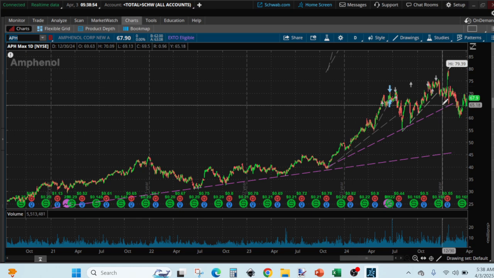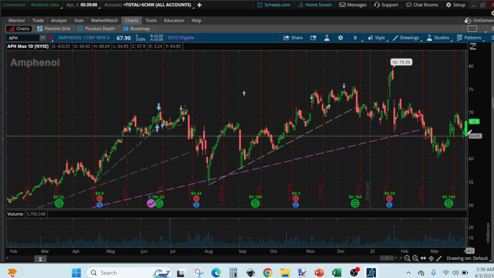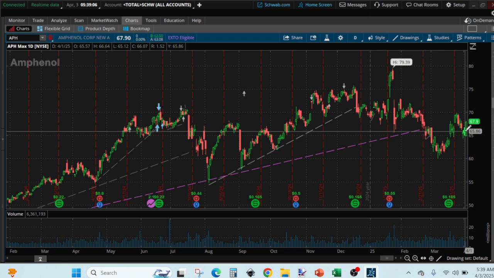So APH. During your chart analysis you can see how the stock performed the day prior, and today is April 3rd 2025. So we are analyzing the stocks. You analyze the stock after the market close to see how the stocks on the watch list performed during the day, or you do it early in the morning before the market opens.